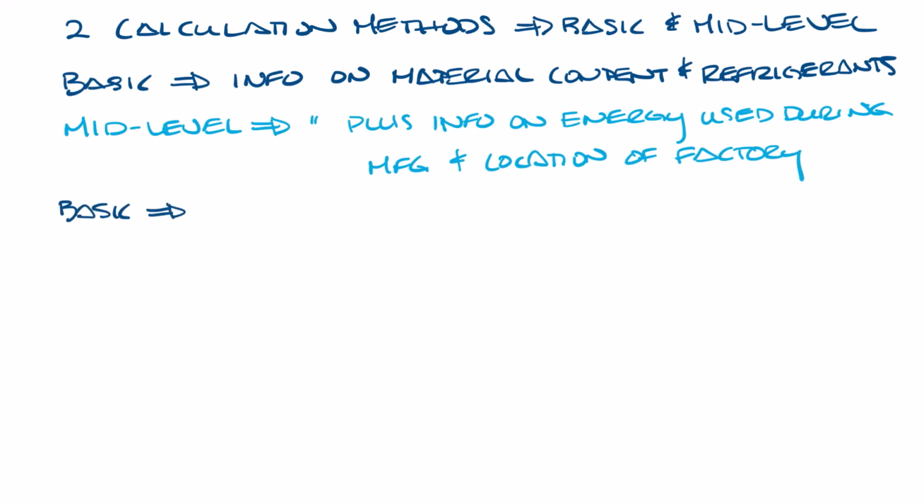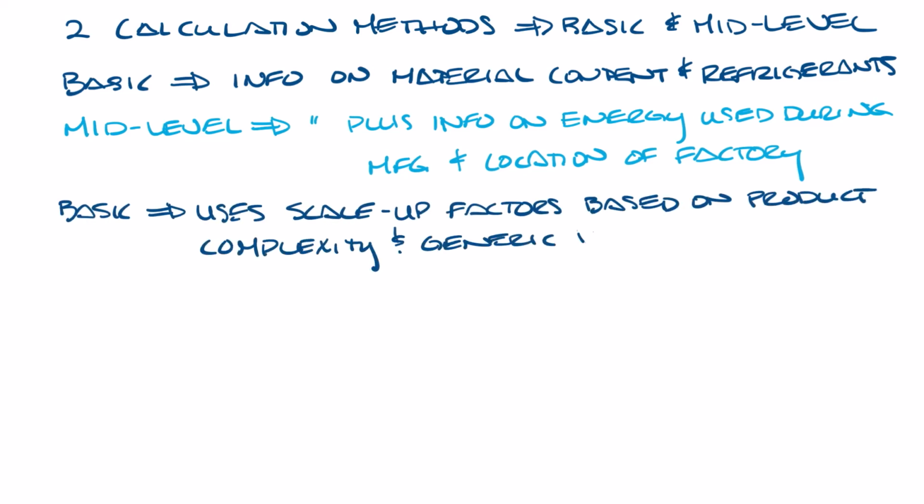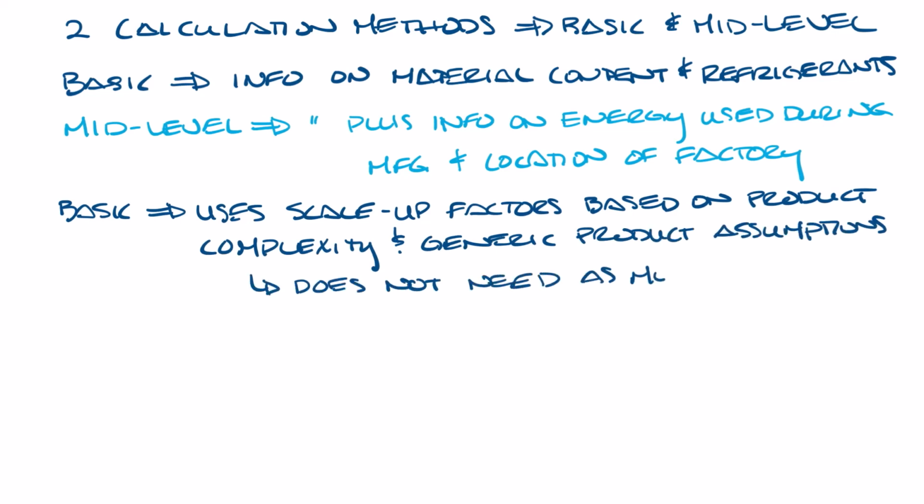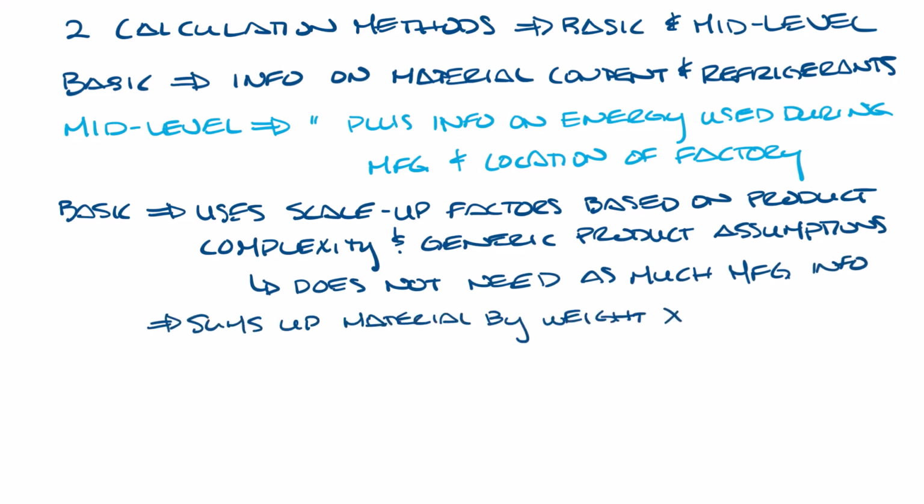The basic level uses scale-up factors based on the product complexity and generic product assumptions. It doesn't need as much manufacturer information as the mid-level calculation does. The basic calculation sums up each material by weight times their CO2 equivalent factors, then applies a scale-up factor based on product complexity.